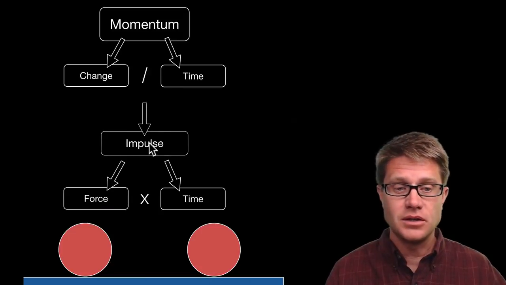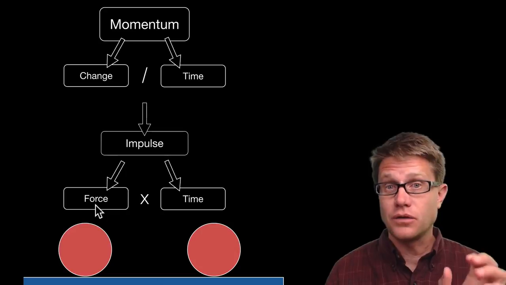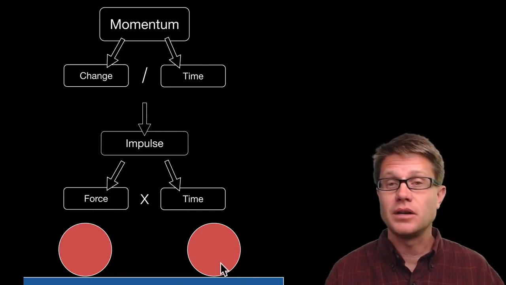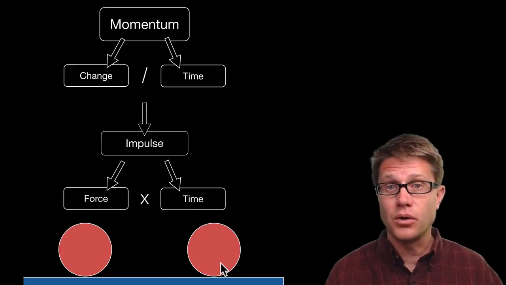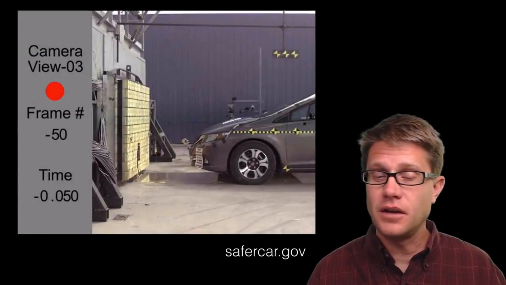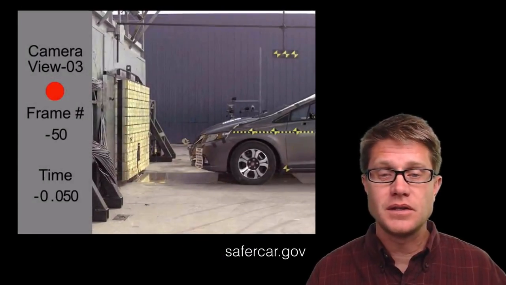And so what's different in these two spheres? Well, in this sphere right here, what we're getting is a really large force over a short period of time. And this one, we're getting a really small force over a long period of time. And that fact is so important that it could literally save your life. Cars have gotten safer and safer over time. And so this is a safety video.